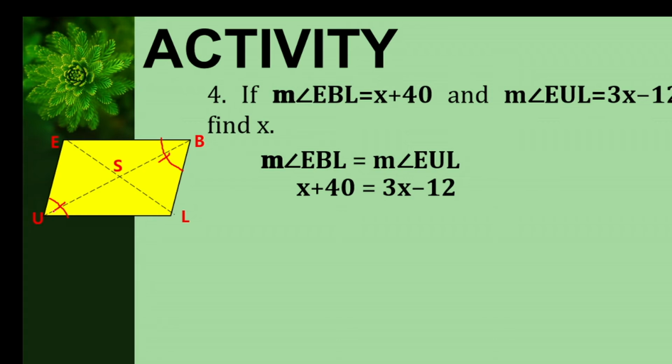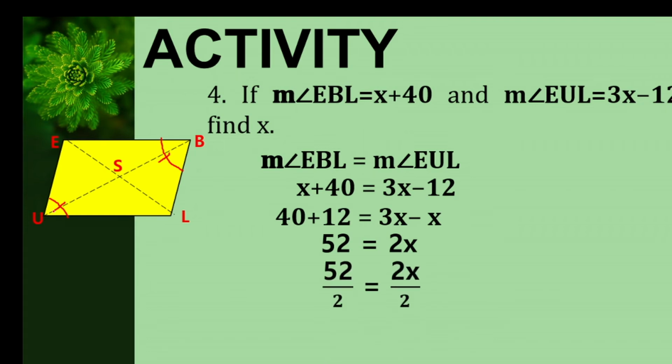Solving the given linear equation and combining similar terms, we are going to have 40 plus 12 is equal to 3x minus x, which will lead us to the equation 52 is equal to 2x. Dividing both sides of the equation in order for us to solve for x, we have 26. So x is equal to 26.